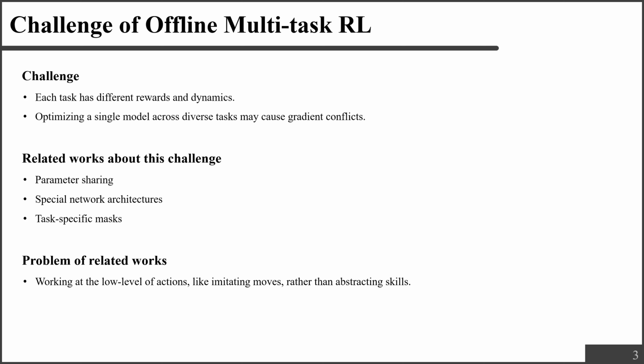So, how did previous approaches solve this? Some people tried parameter sharing, special network architectures, or task-specific masks, but most of them work at the low level of actions, like imitating moves, rather than abstracting skills.